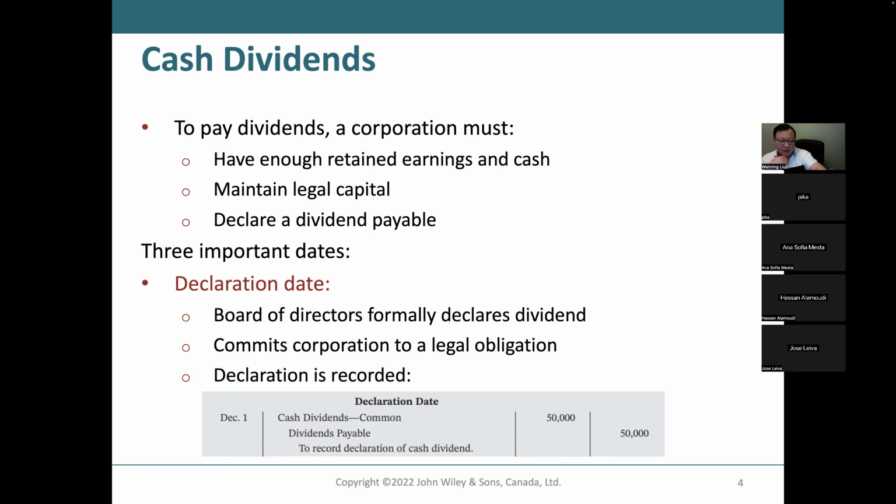So on the declaration day, December 1st, your journal entry would be: you declared a cash dividend. Dividend has a normal debit balance, right? To increase the dividend account balance, you debit it, because dividends are like expenses and have a normal debit balance. And then you have a liability, so you credit dividends payable for 50,000.